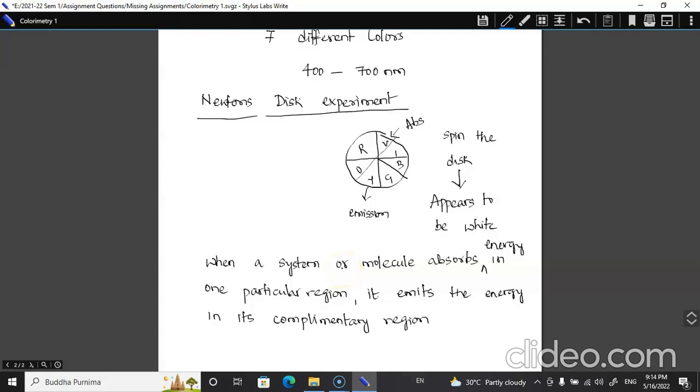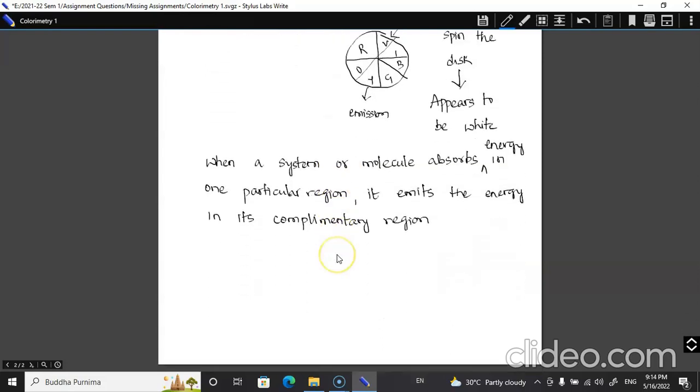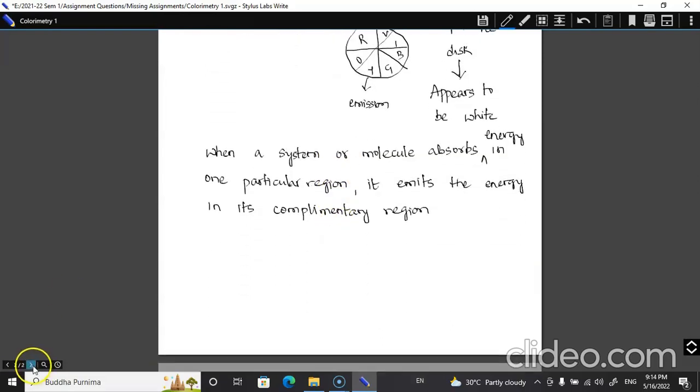Now we have to learn another important topic. When a radiation is made to fall on a molecule, what happens?